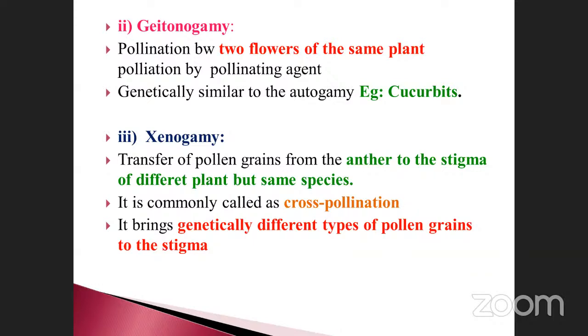So these are the differences between geitonogamy and xenogamy. Xenogamy means different types of pollen grains. Here there is no different type, only the same type of pollen grains. Genetically different there, but genetically similar here. You should know that. It is also very, very important.